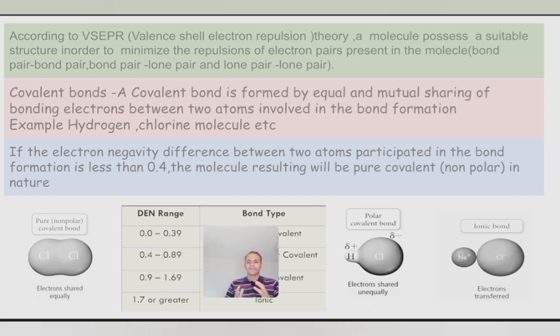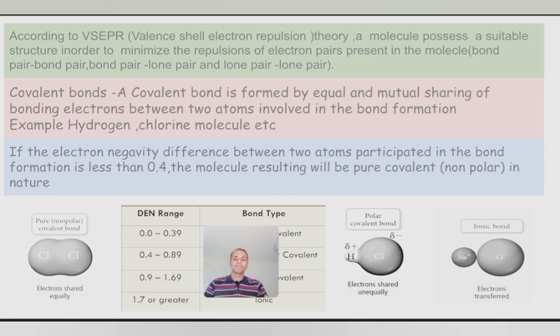The electron pairs involved in the bond formation we call bond pairs, and the electrons that are not involved in the bond formation but still exist on the central atom of that molecule are called lone pairs of electrons. The magnitude of repulsion varies: lone pair-lone pair repulsion is the highest, and bond pair-bond pair repulsion is the lowest.